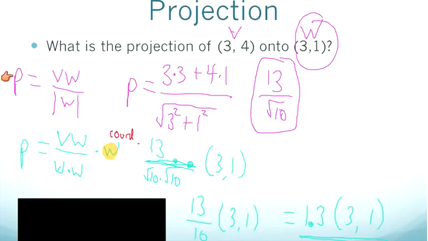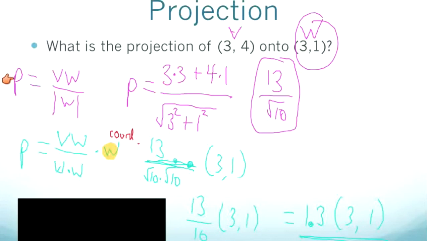Okay, so let's try a true-false question here. True or false? You divide by the magnitude of V. Looking at my first formula. True or false? You divide by the magnitude of V. Good job. Yep, it's false. You divide by the magnitude of W. That will be a true-false question on there.